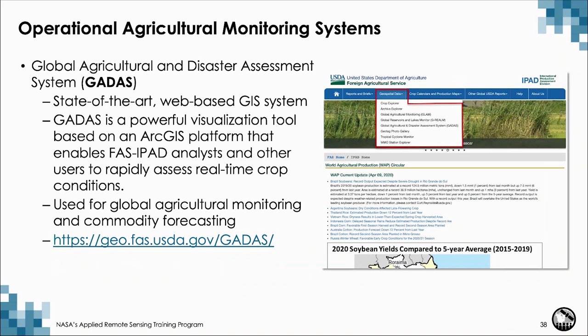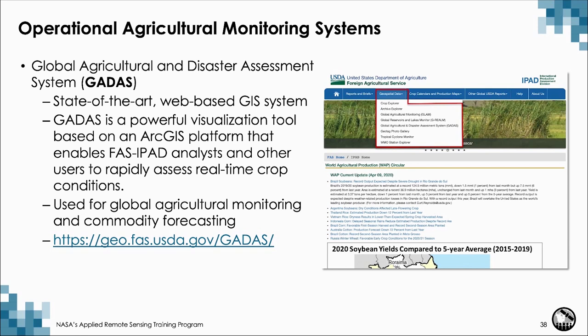A web service for global coverage is the Global Agricultural and Disaster Assessment System, or GADAS. GADAS is a powerful visualization tool based on an ArcGIS platform that enables FAS IPAD analysts and other users to rapidly assess real-time crop conditions. The system integrates a vast array of highly detailed data streams that include daily precipitation, vegetation indices, crop masks, land cover data, irrigation and water data, elevation and infrastructure, political data, and much more.